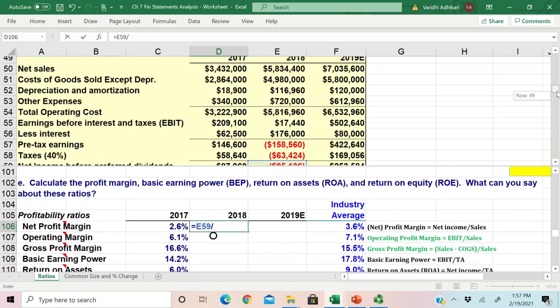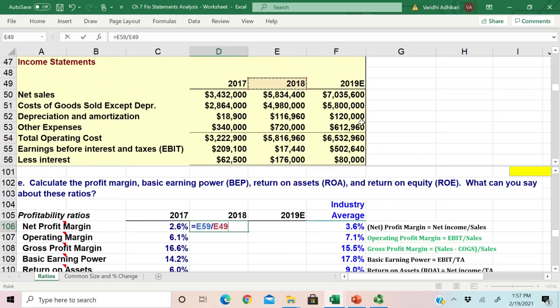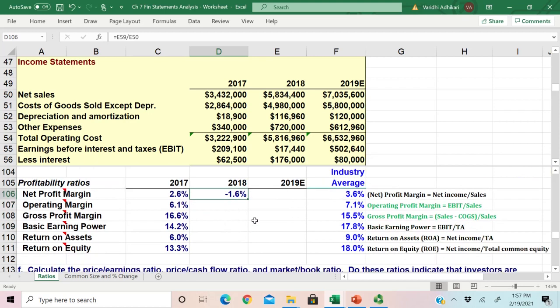Okay, again 2018 is a weird year, so this company made a net sales, so negative 1.6% in net income. It made a loss of negative 1.6% in 2018. In 2019, it is expected to make 3.6% in net profit margin. So its net profit is going to be $3.6 for every $100 of sales. Okay, now let's look at the other two ratios and then think about the differences.